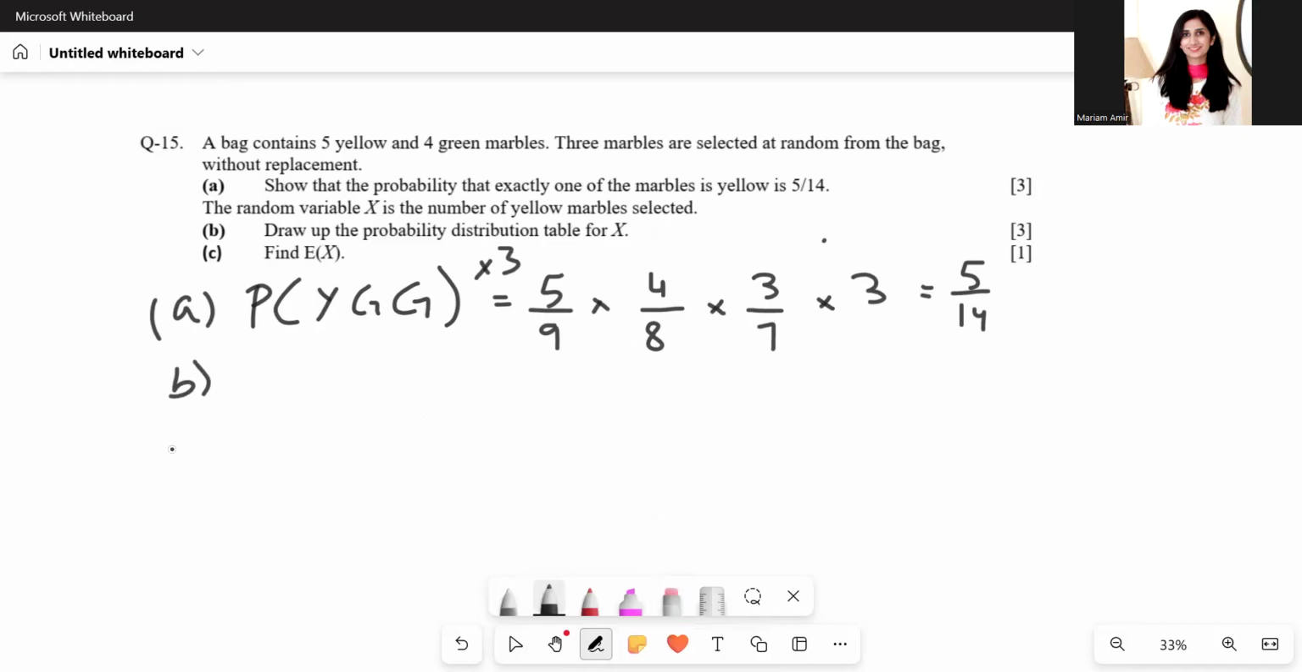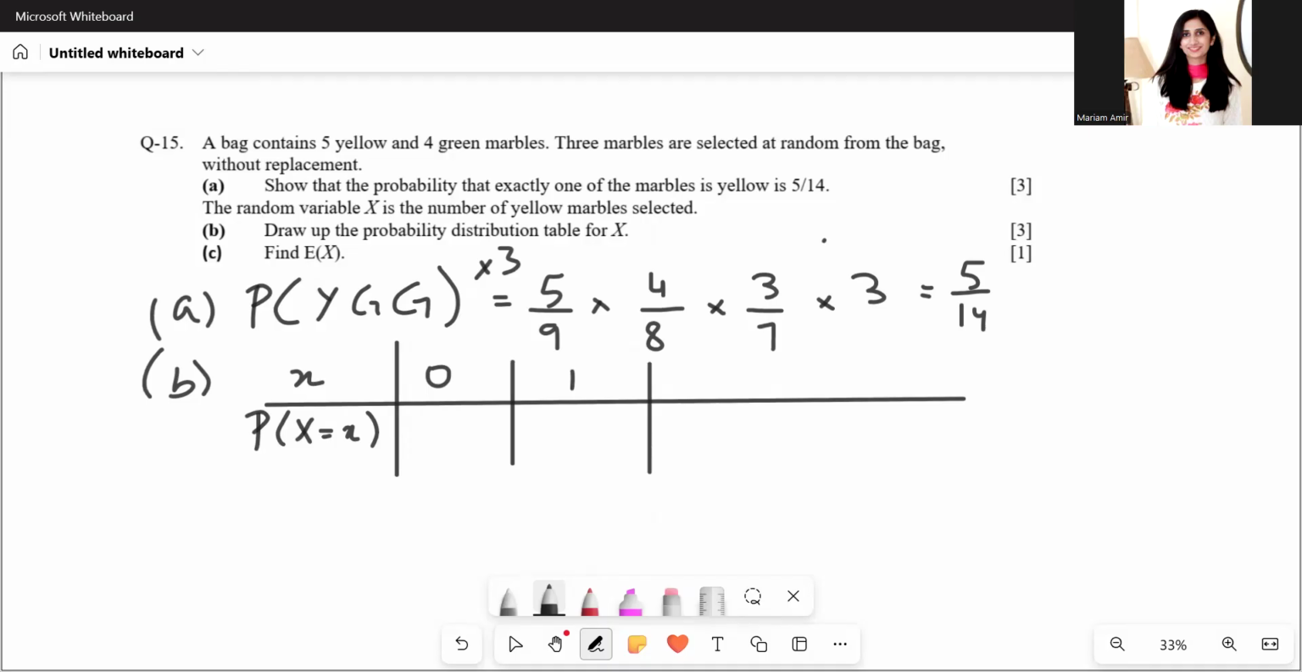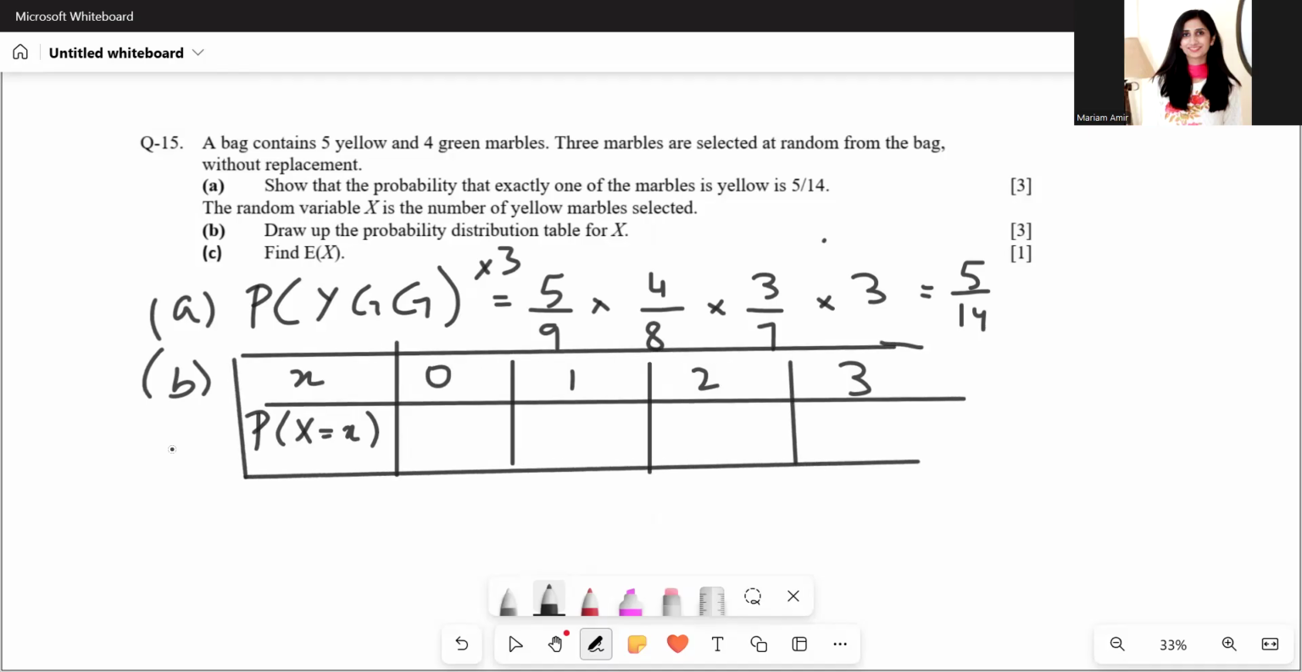Okay, part B, random variable x is the number of yellow marbles selected. Draw the probability distribution for x. Okay, so we'll write small x here. Probability X is equal to x here. Okay, so we may have zero yellow marble, or one yellow marble, or two yellow marbles, or all three would be yellow marbles. Let's find these probabilities and fill up the table.